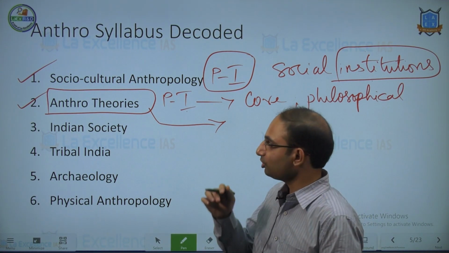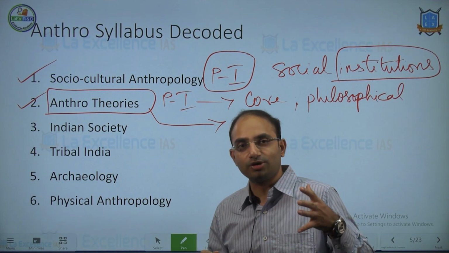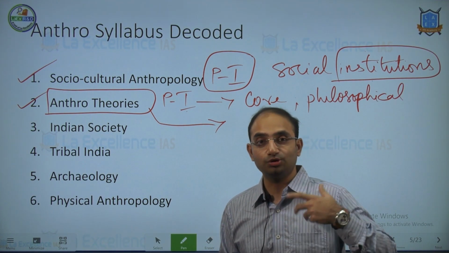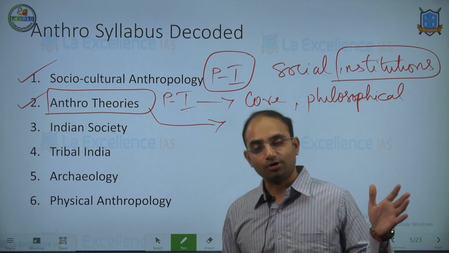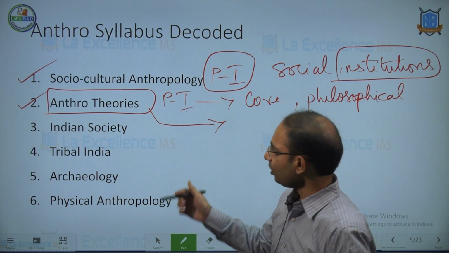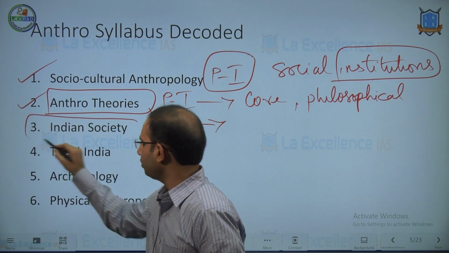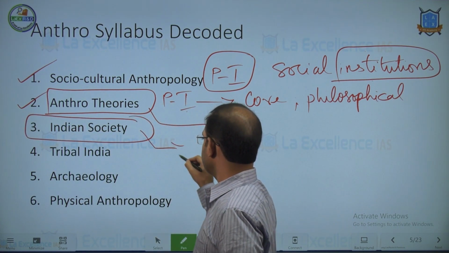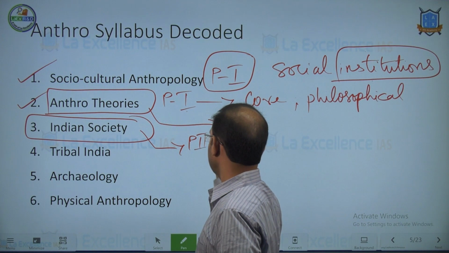So you should be able to quote. Basically, you will have a lot of grip on these thinkers and you will be able to quote them and use them across the papers, and that will give you a solid foundation. After theories, we then move on to paper 2. Indian society is part of paper 2.